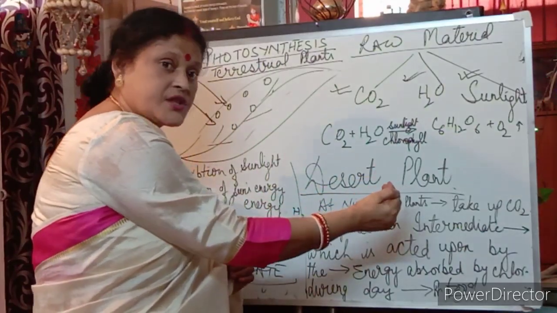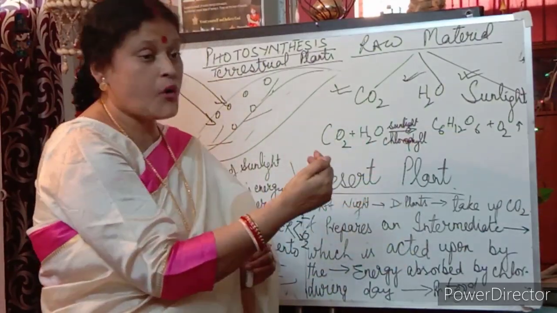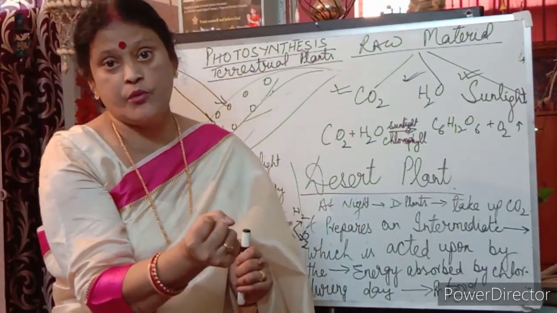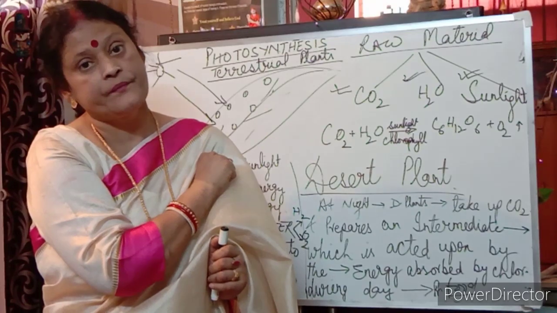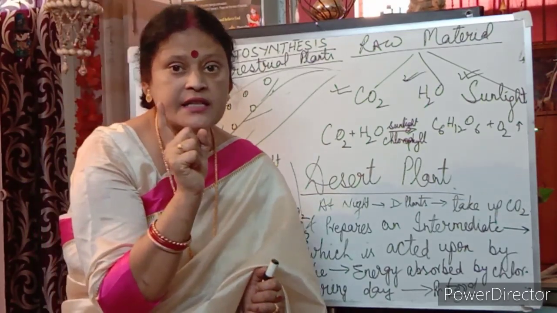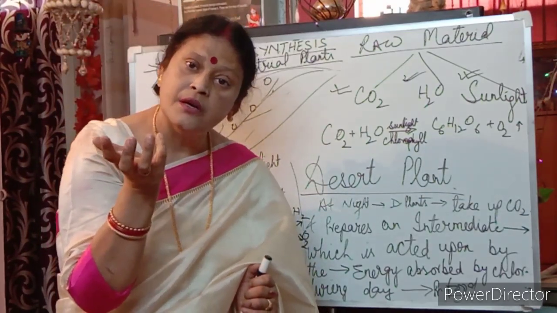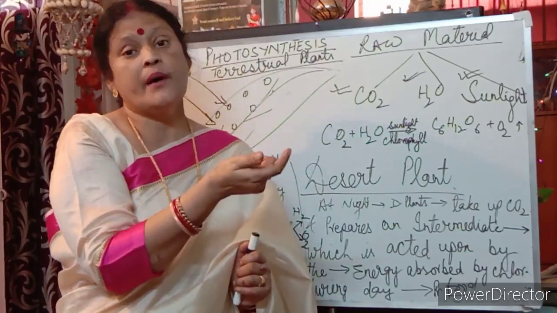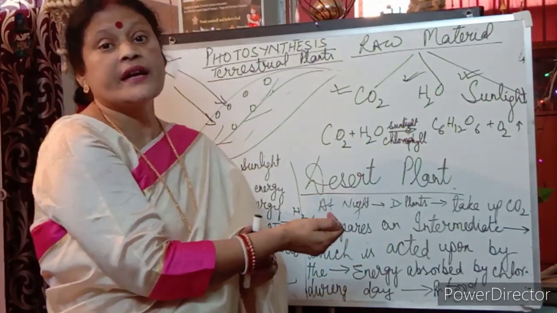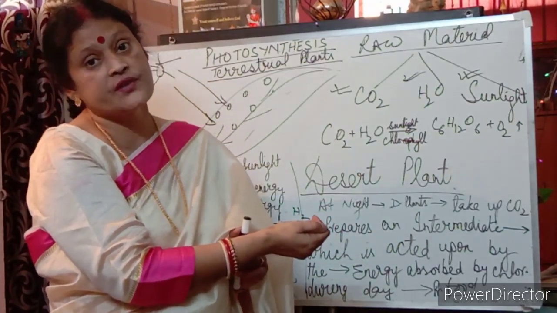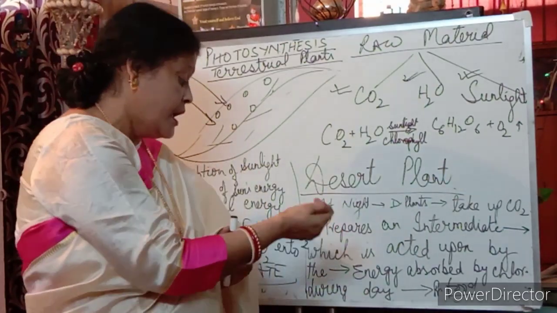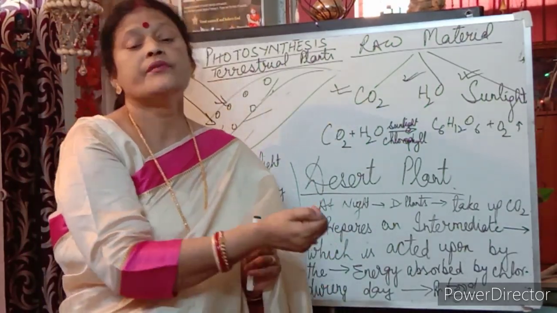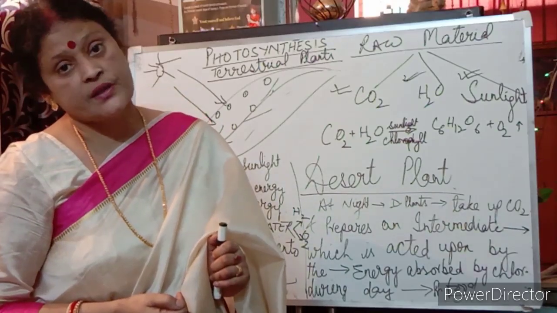And the intermediate, which is a compound, is acted upon by the chlorophyll molecule, or the energy absorbed by the chlorophyll molecule, during the day. Which energy is chlorophyll absorbing? The sun's energy. So the intermediate which is prepared at night will be acted upon by the sun's energy absorbed by the chlorophyll molecule, which during the day prepares the food. And this is how the desert plant undergoes photosynthesis.